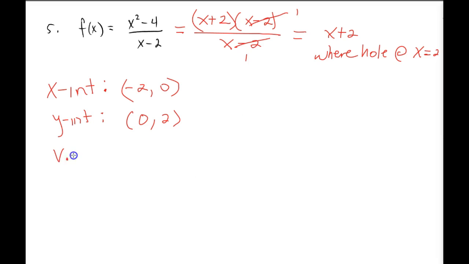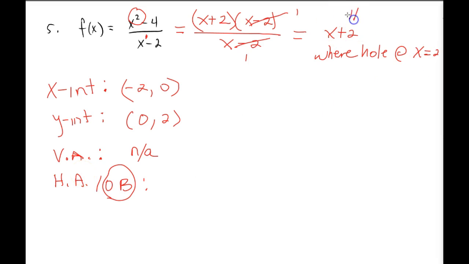Now, as far as vertical asymptotes, we see that we do not have any factors in our denominator here. So because of that, we have none. For horizontal or oblique asymptote, since the degree of the numerator, which is 2, is larger than the degree of the denominator, which is understood as 1, we have an oblique asymptote in this case. And the oblique asymptote is actually the reduced form of the function, because if we divide x squared minus 4 by x minus 2, what we get as our quotient is x plus 2. So what's left in the reduced form of the function is actually what the oblique asymptote is.